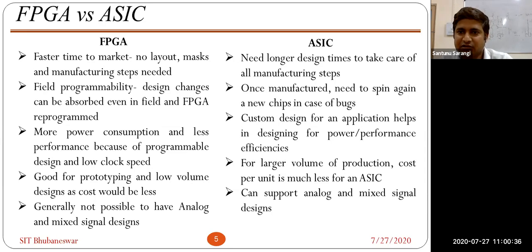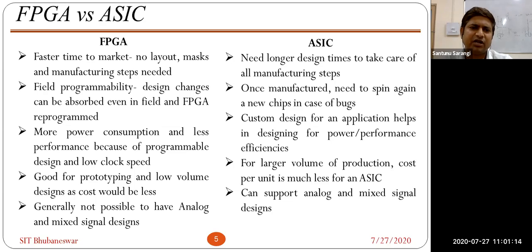But in contrast, ASIC needs a longer design time to take care of all manufacturing steps, because in ASIC you have to start from RTL code, then synthesize that, get the gate-level netlist, then do floorplanning, placement and routing of the standard cells. Then you will do a lot of verifications. After that you send it for fabrication, and after fabrication you use that chip. So this is a time-consuming process, while FPGA is faster.